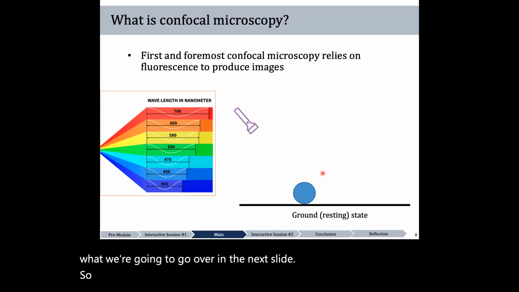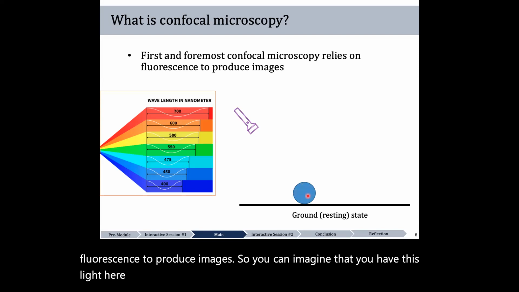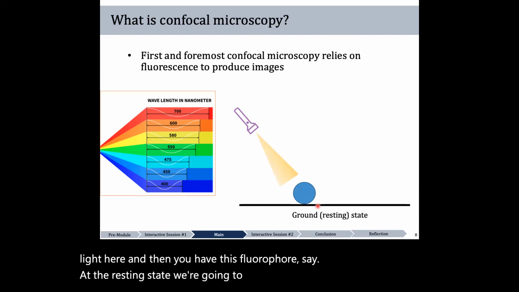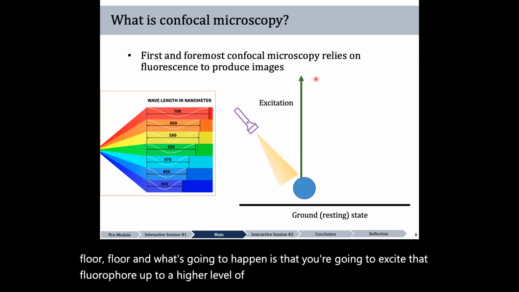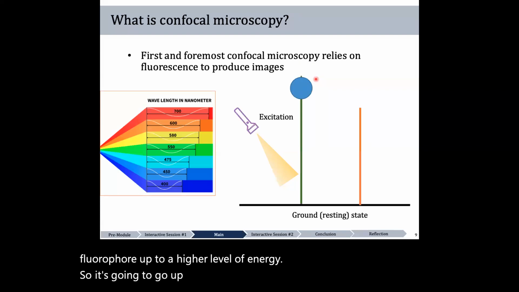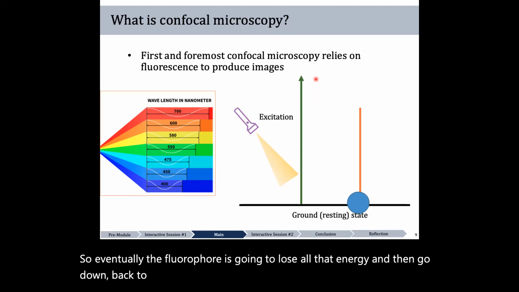So as I mentioned earlier, first and foremost, confocal microscopy relies on fluorescence to produce images. So you can imagine that you have this light here, and you have this fluorophore, say, at the resting state. What we're going to do is shine light on the fluorophore, and what's going to happen is that you're going to excite that fluorophore up to a higher level of energy. So it's going to go up, and then what comes up must come down, right? So eventually the fluorophore is going to lose all that energy and go back down to the resting state.